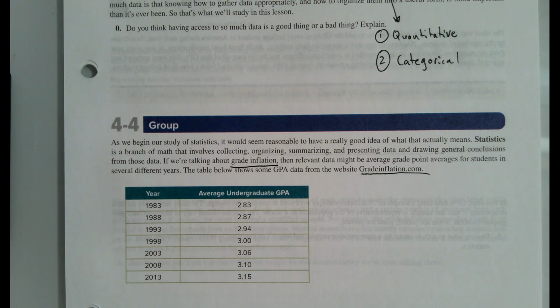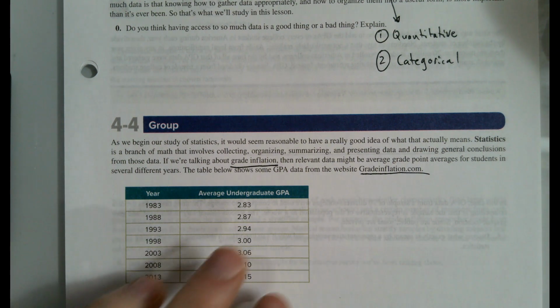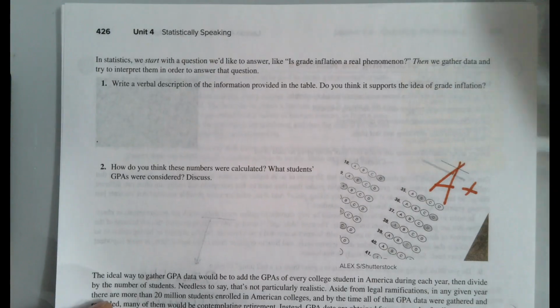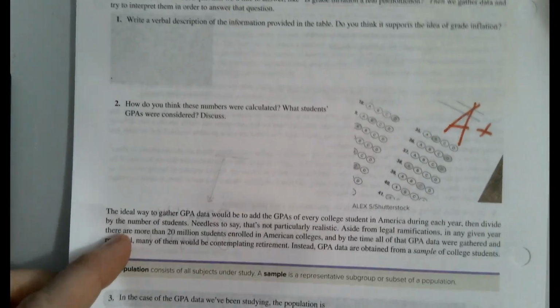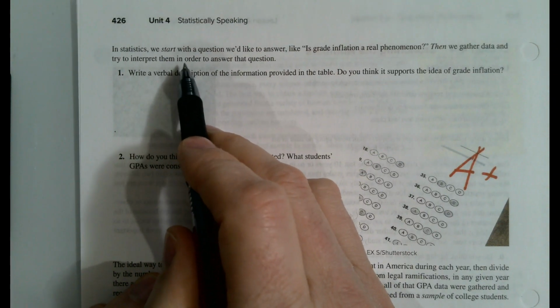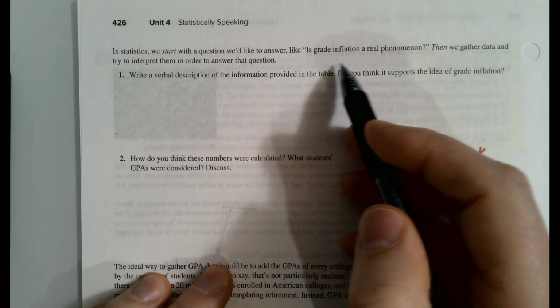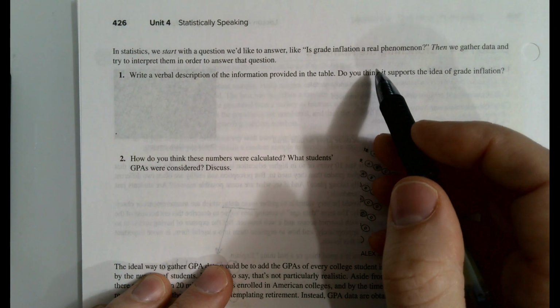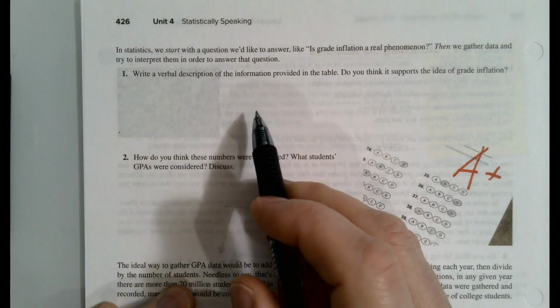Of course, maybe it shows that we've gotten better at teaching students, or maybe students are smarter, or maybe we have better technology to help with education, or maybe we're just more easily handing out grades. All right, so what is that data set, and how could it help us answer the question? We need to start with the question: is grade inflation a real phenomenon? Then we go out and get this data and we interpret it.